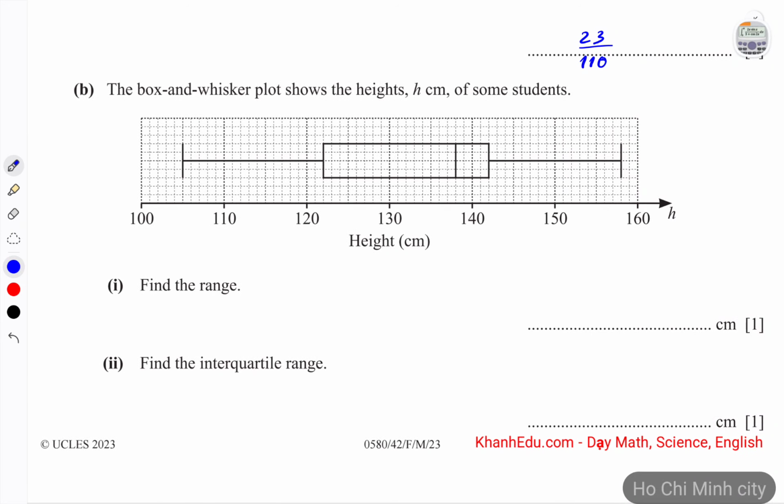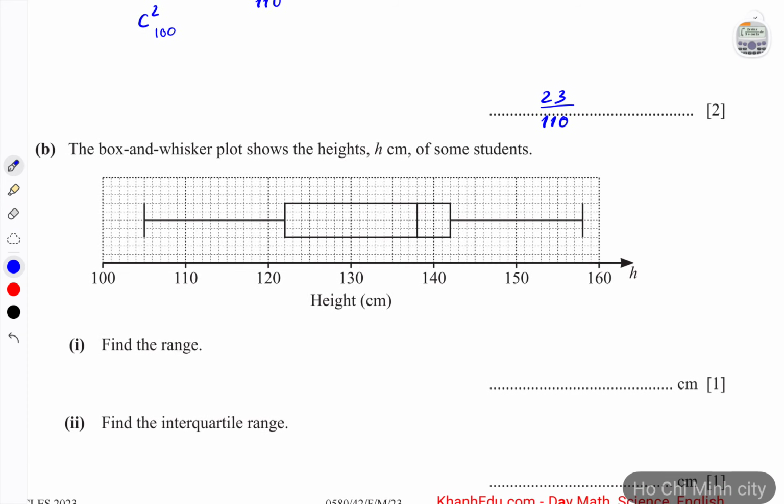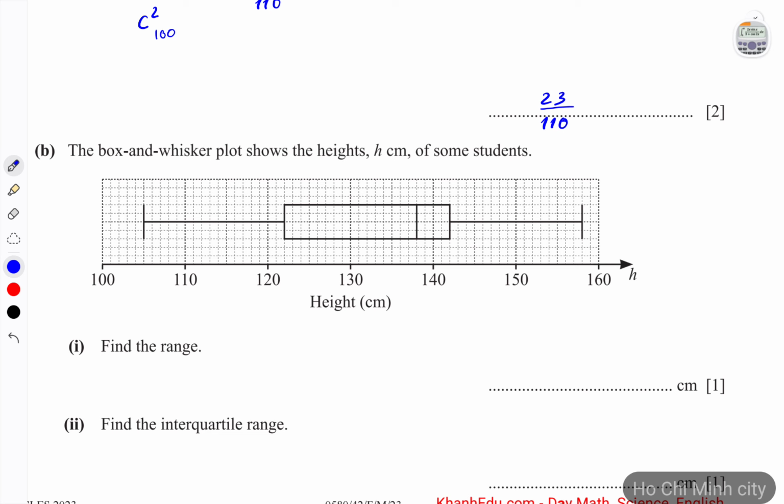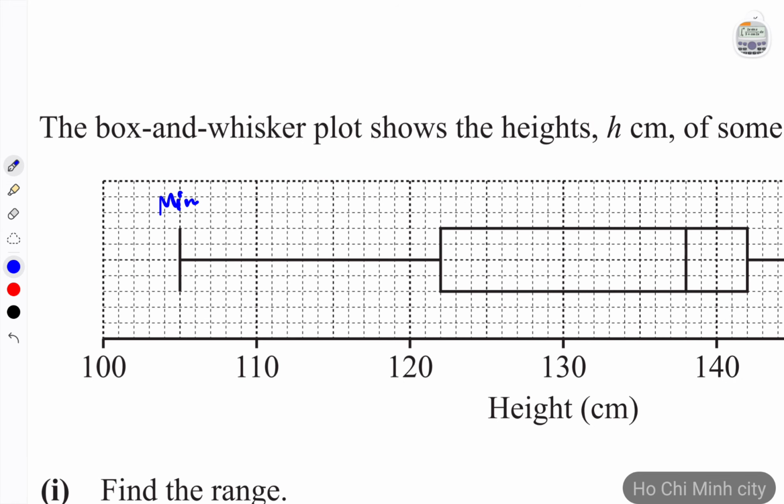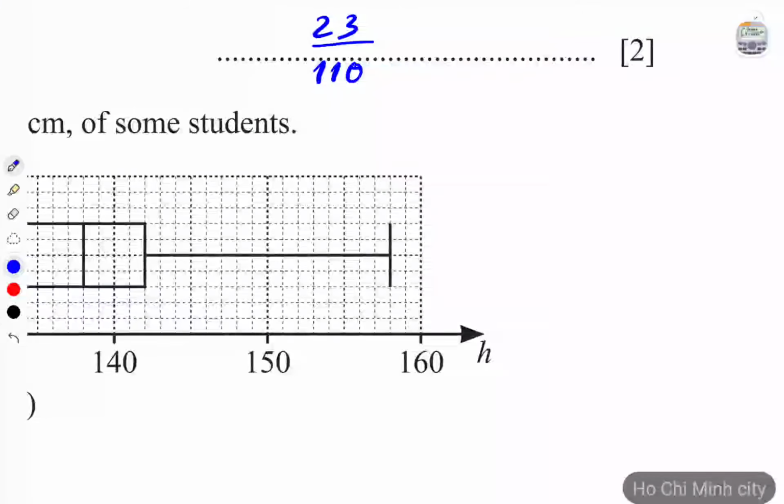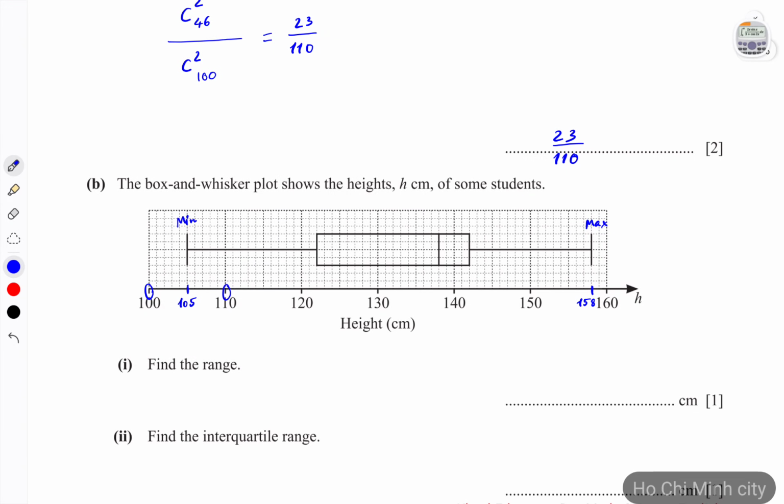The next one, the box and whisker plot shows the height of some students. Find out the range. So the range would be the max minus the min. This would be for the min value, and that corresponds to the value between 100 and 110, and that is 105. And that would be for the max. Here is 158. All right, so take the max minus the min. That is 158 minus 105. And we got 53. So 53 is the range of this box and whisker plot.